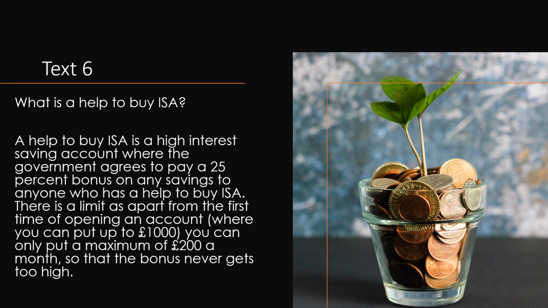Text 6. What is a Help to Buy ISA? A Help to Buy ISA is a high-interest savings account where the government agrees to pay a 25% bonus on any savings to anyone who has a Help to Buy ISA. There is a limit: apart from the first time of opening an account where you can put in up to £1,000, you can only put a maximum of £200 a month so that the bonus never gets too high. So is that trying to persuade you to do something? Is it informing you about something? Or is it giving you a set of instructions for you to follow?